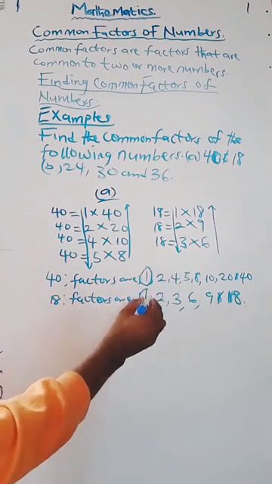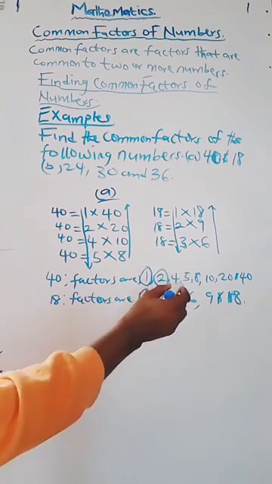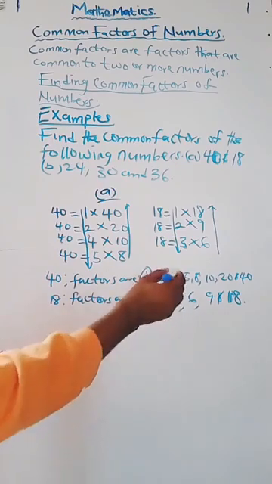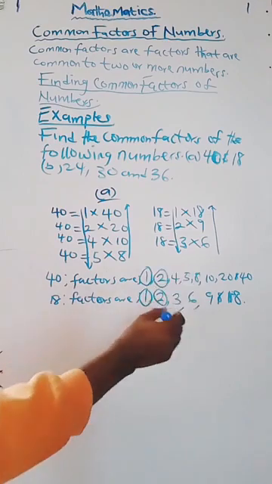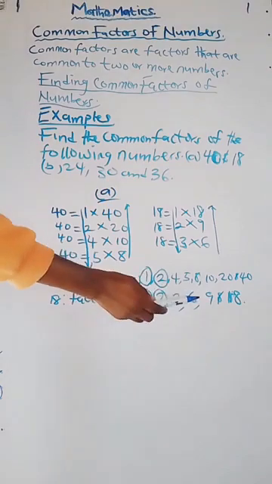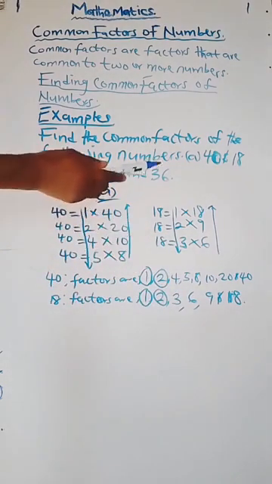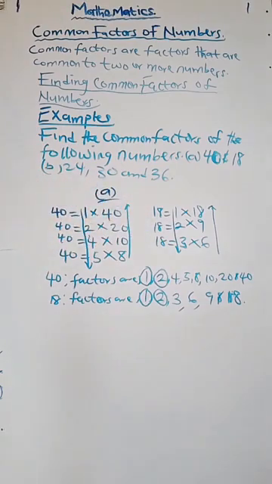1 is here, 1 is here, we pick it. 2 is here, 2 is here, we pick it. 4 is here, 4 is not here, it's not possible, we can't pick it. 5 is here, 5 is not here, we can't pick it. 3 is here, 3 is not here, we can't pick it. 8 is here, 8 is not here, we can't pick it. 9 is here, 9 is not here, we can't pick it. 10 is here, 10 is not here, we can't pick it. Right? 20 is here, 20 is not here, we can't pick it. 40 is here, 40 is not here, we can't pick it. 18 is here, 18. So the only common factors we have are 1 and 2.